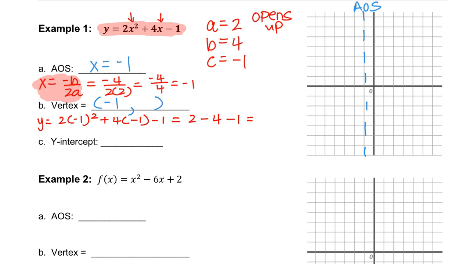Okay. 2 minus 4 is negative 2. Minus 1, negative 3. So that is my y value, negative 3.